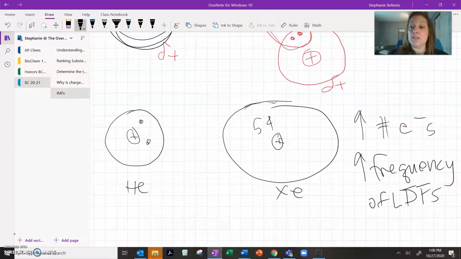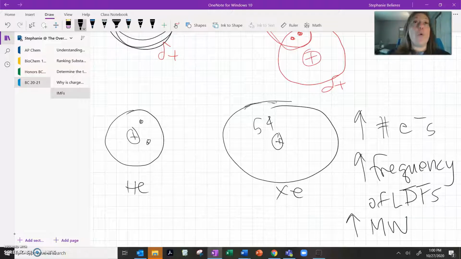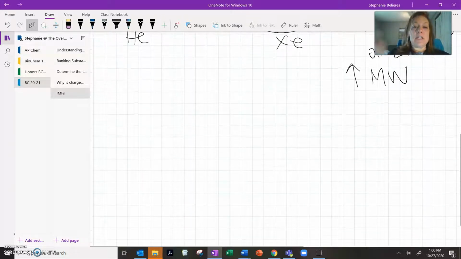Now, this increases with molecular weight. The more atoms I add, or the more electrons within those atoms, the more I increase the frequency and the magnitude of those forces as a whole, the summative force. The other thing to consider is the shape of that molecule.